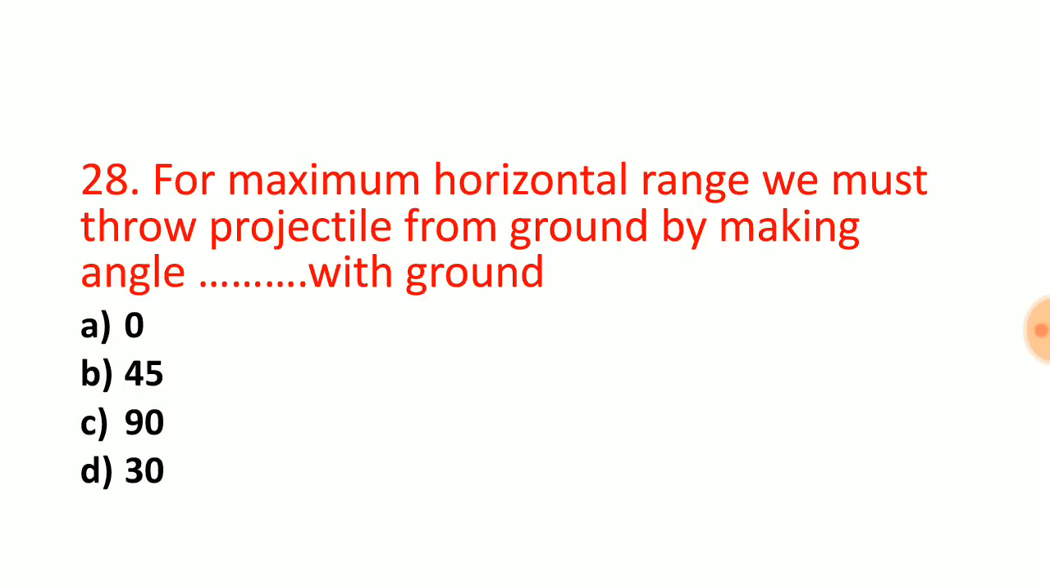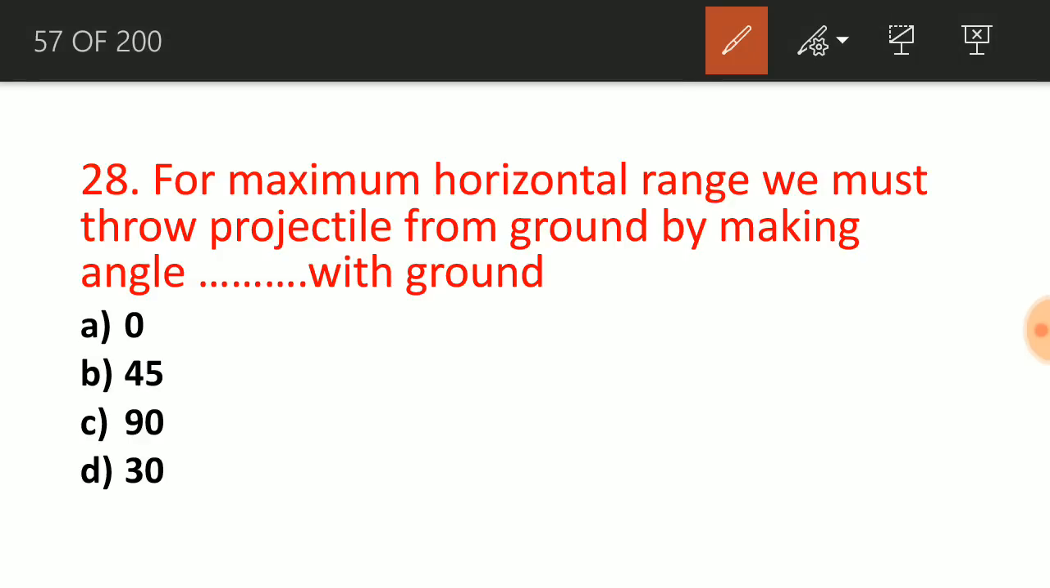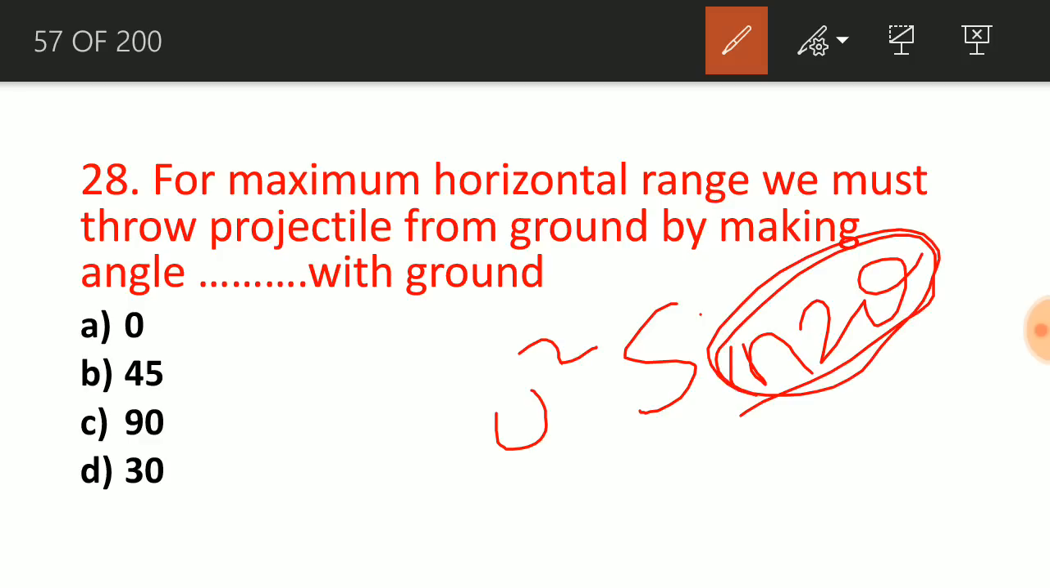Question number 28. For the maximum horizontal range, we must throw the projectile from the ground at a certain angle. We know the expression for horizontal range has u square sine 2 theta in the numerator, and the maximum value of sine is 1. So 2 theta must be 90 degrees.